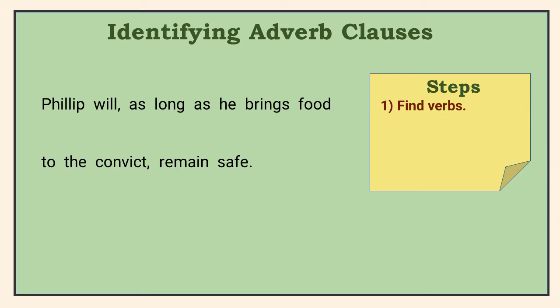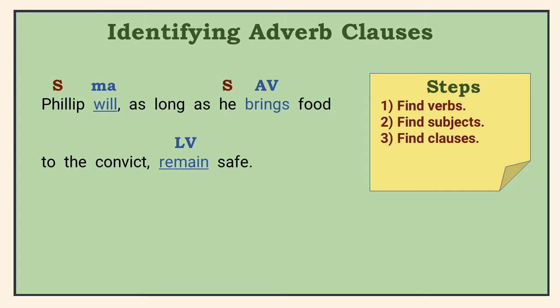Find the verbs. Will remain and brings. Just as not can come between an auxiliary or modal auxiliary and the main verb, so can other modifiers. Tricky, right? Find the subjects. Who or what will remain? Philip. Who or what brings? He.